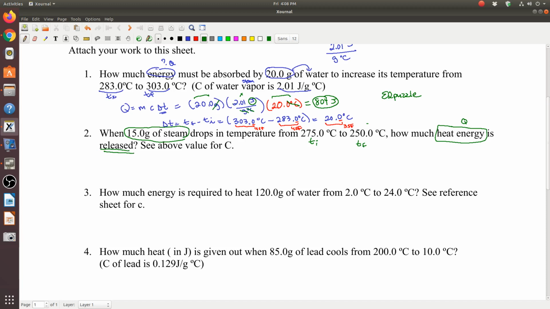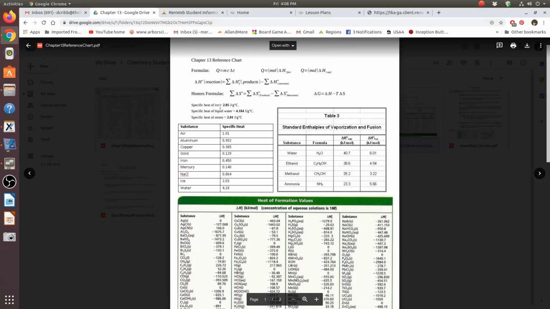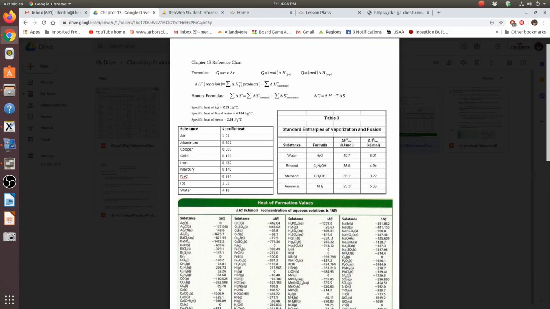Now the other thing I wanted to show you on the reference chart. Let me pull the reference chart back up. There we go. Here's this reference chart. There are specific heats of ice, so that's just solid water, liquid water, and steam, which is water vapor. Notice that their specific heat values can be slightly different. This time we're using the steam one, and a lot of times you'll use the water one. You'll need to look at that.